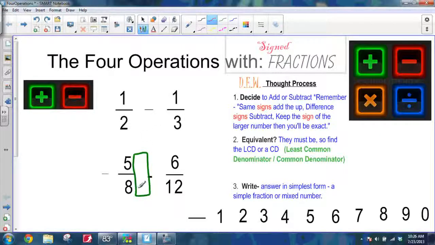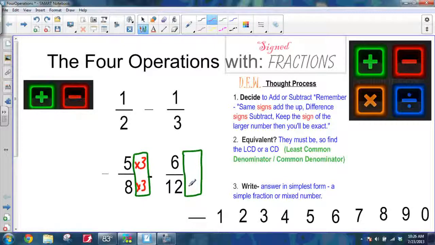And 8 times what makes 24? Well, 8 times 3. And what do I do to the bottom, I do to the top, that's right. And I'm going to do the same, use the magical one on the second fraction, because to change a fraction, I have to use a scale factor.